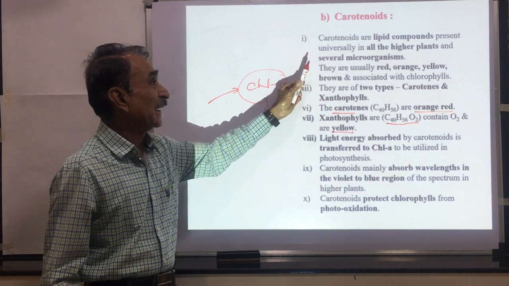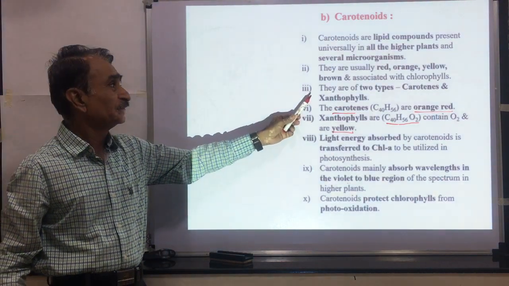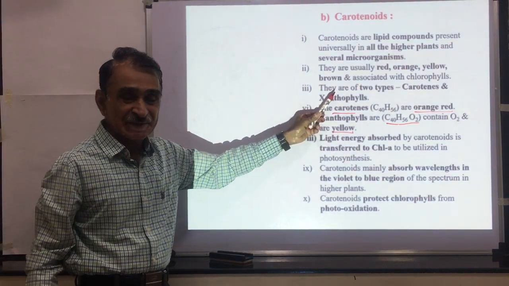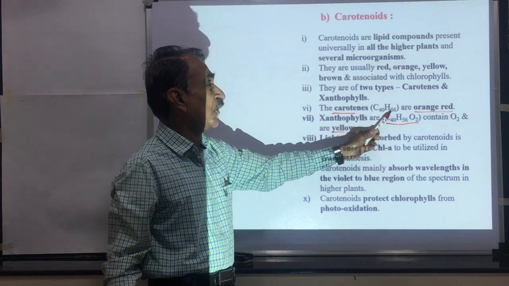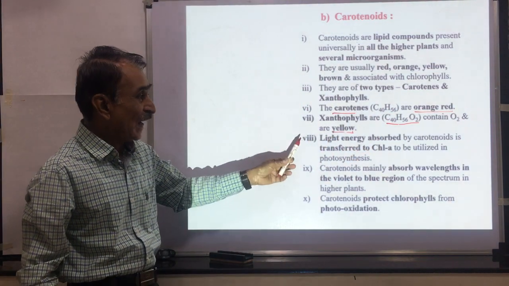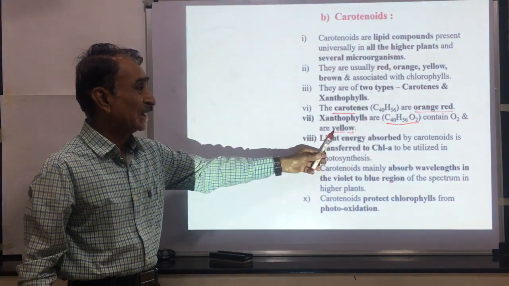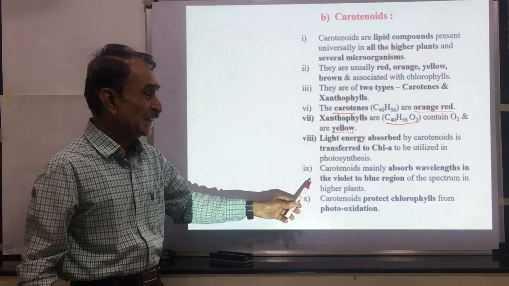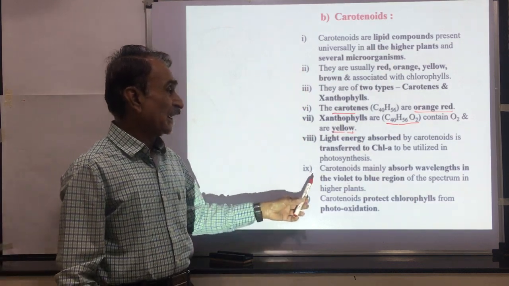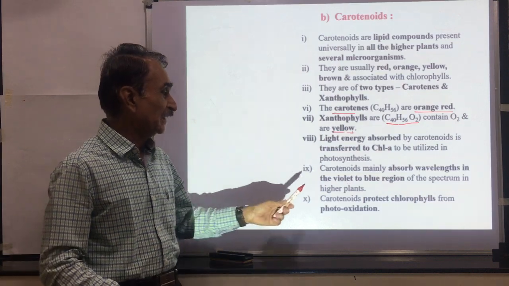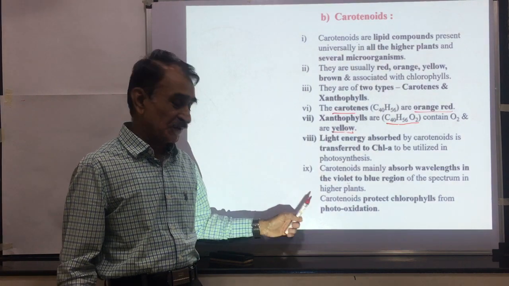Carotenoids are lipid compounds present universally in higher plants and microorganisms. They are usually red, orange, yellow and brown. There are two types, carotenes and xanthophylls. Carotenes have the formula C40H56 and are orange red, while xanthophylls have additional oxygen, that is C40H56O2, and are yellow in color. Light energy absorbed by carotenoids is transferred to the chlorophyll A molecule, which is utilized in photosynthesis. Carotenoids mainly absorb light in the violet and blue region of the spectrum, and they protect the chlorophylls from photooxidation.